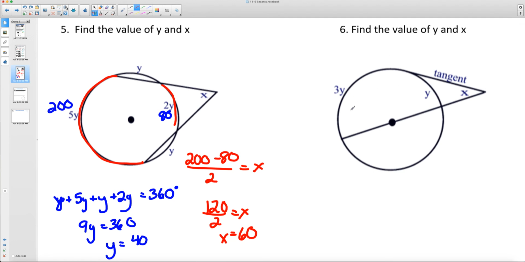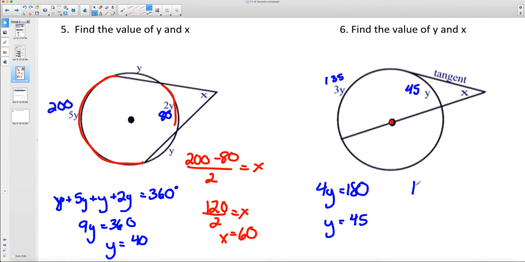And this last one, well, we don't have all of the arc measurements, but there is something that's pretty important here. So if you notice, this secant goes through the center of the circle, which means it cuts it in half. So this is really a semicircle. So we could say 3y plus y has to equal 180 degrees. So 3y plus y is 4y equals 180. So y equals 45. And then we can go ahead and substitute in. This is 45. And this is going to be 135.